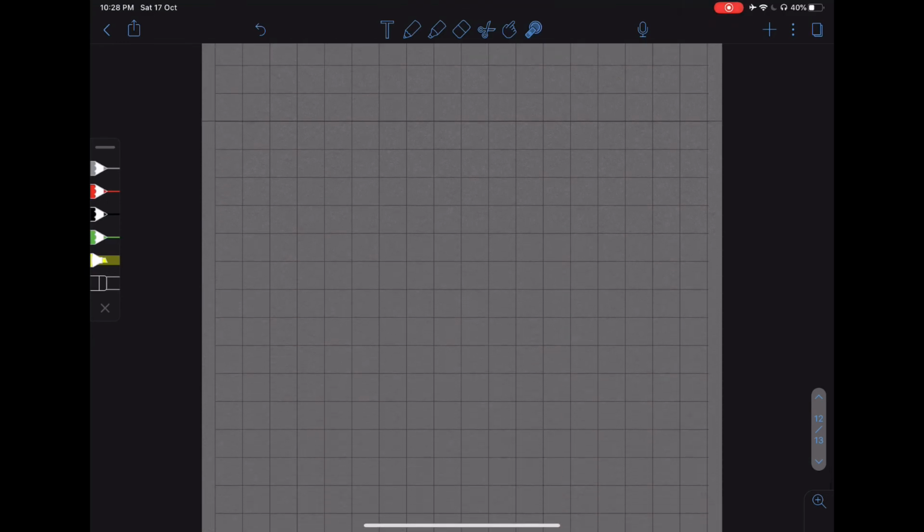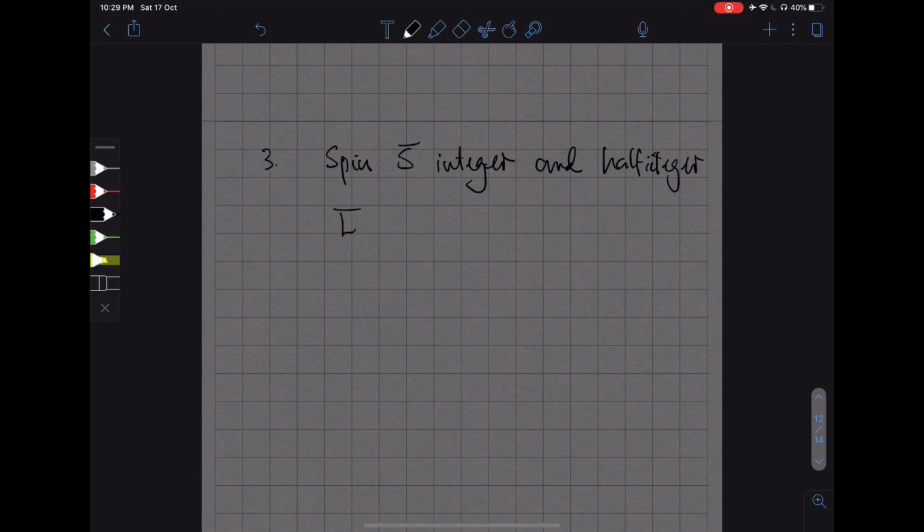Another comment, which is a very important comment, is that the spin eigenvalues can be both integer and half integer, whereas the orbital angular momentum value can only be integer. This is not something I'm going to prove, but this can be shown.